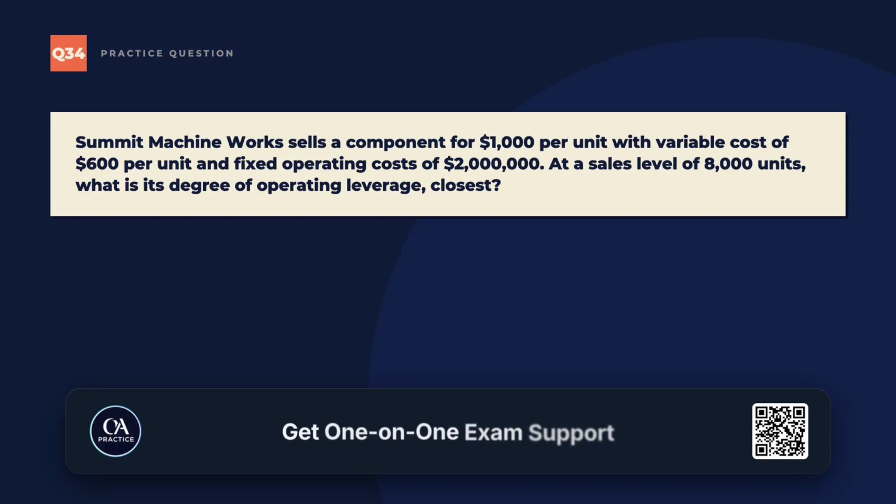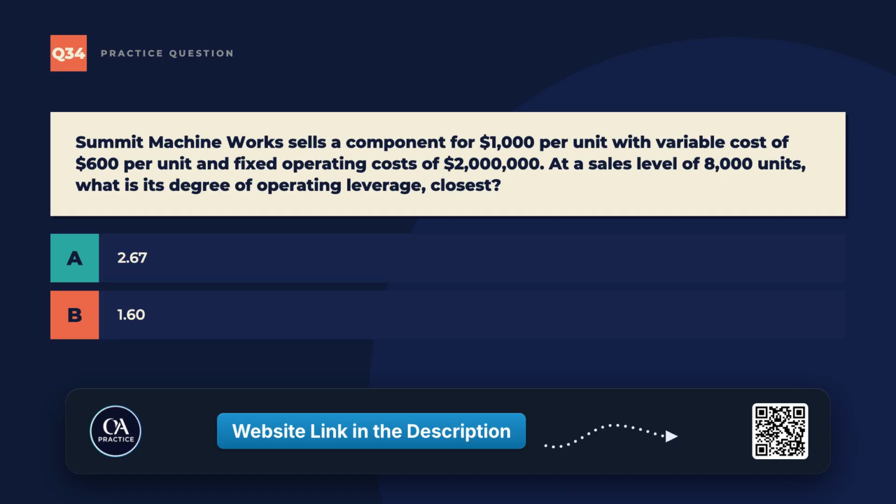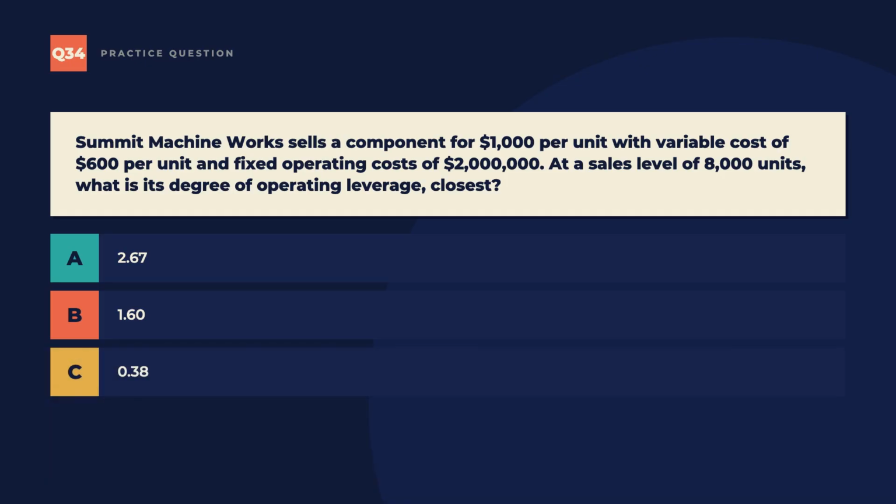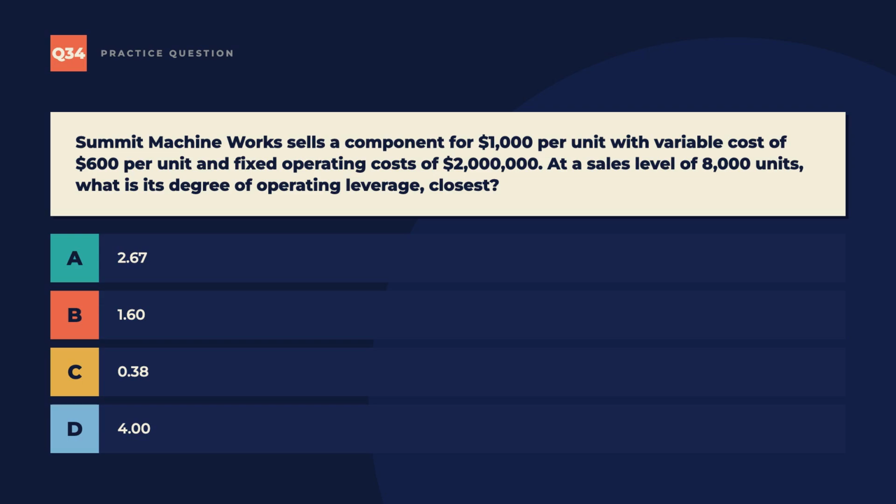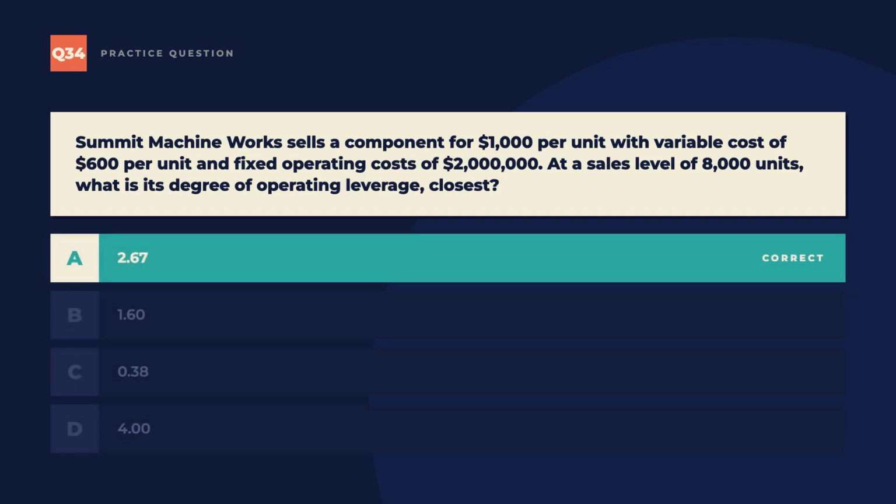Your options are: A, 2.67. B, 1.6. C, 0.38. D, 4.0. Take a second. Which answer would you pick? The correct answer is A, 2.67.